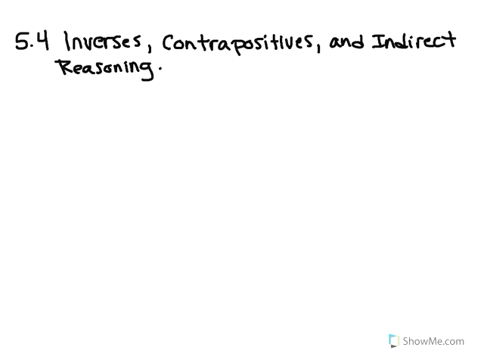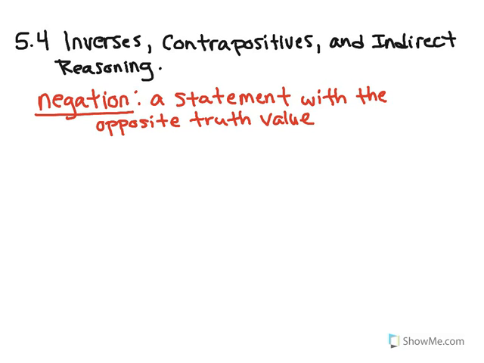In this tutorial, we're going to talk about inverses, contrapositives, and indirect reasoning. Let's take a look at some vocabulary first. So the first thing that we want to look at is what the word negation means. We are very familiar with the word negative, and negative just means the opposite of something. So when we write the negation of a statement, it's a statement with the opposite truth value.